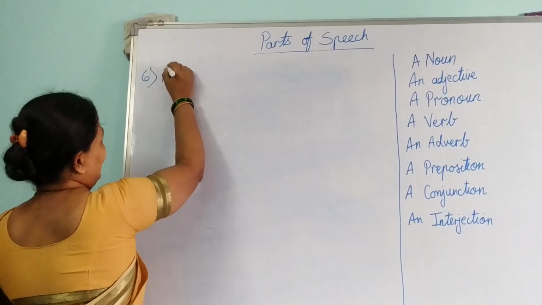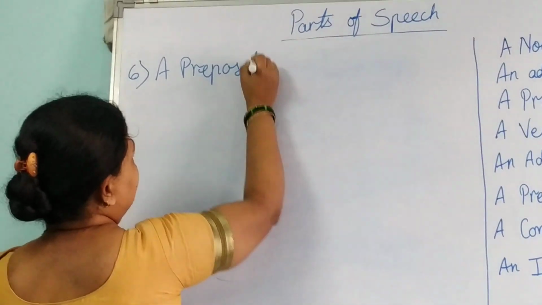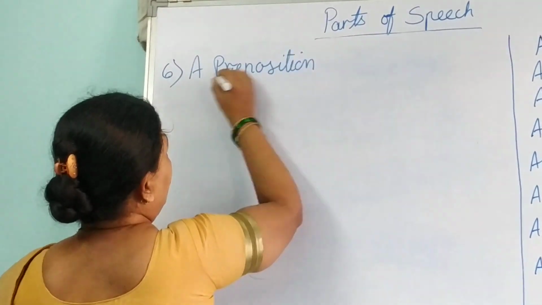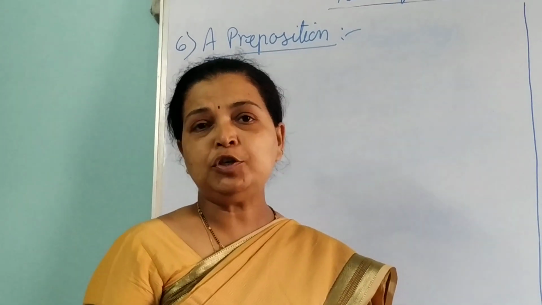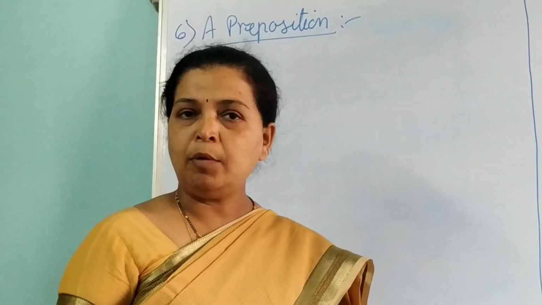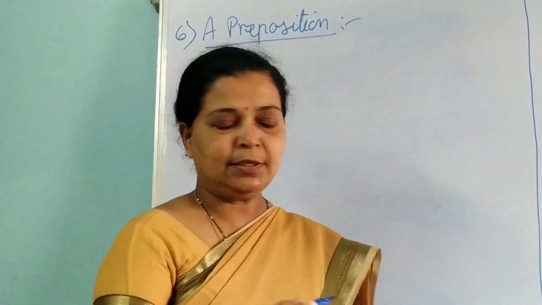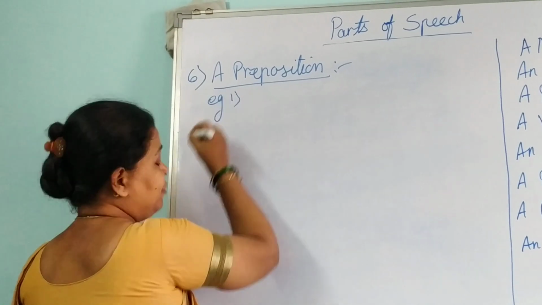That is the sixth one, a preposition. A preposition is a word which shows relationship between two nouns or a noun and a pronoun. Let's do some examples to make you understand. Example, first one.